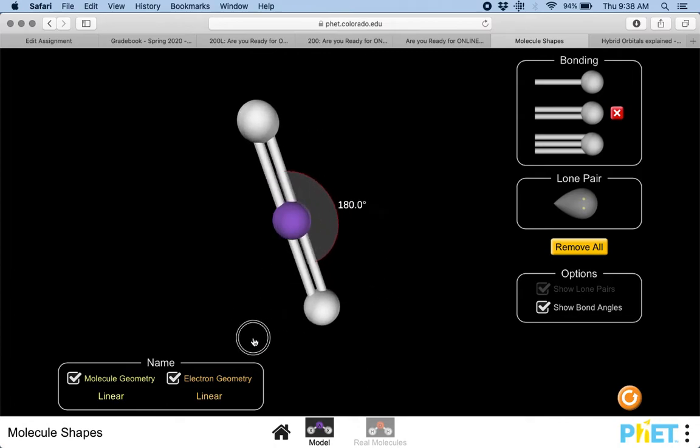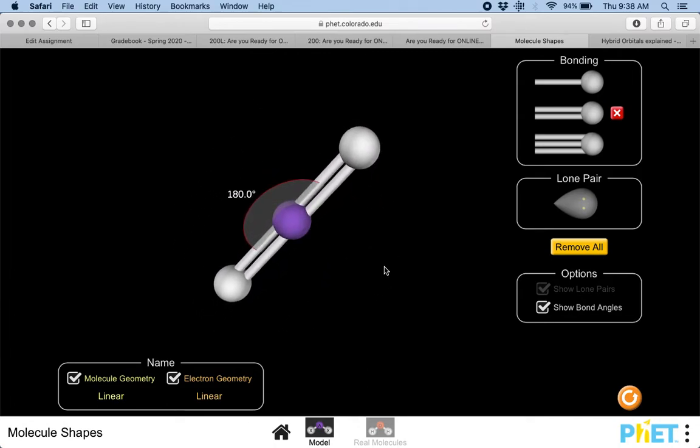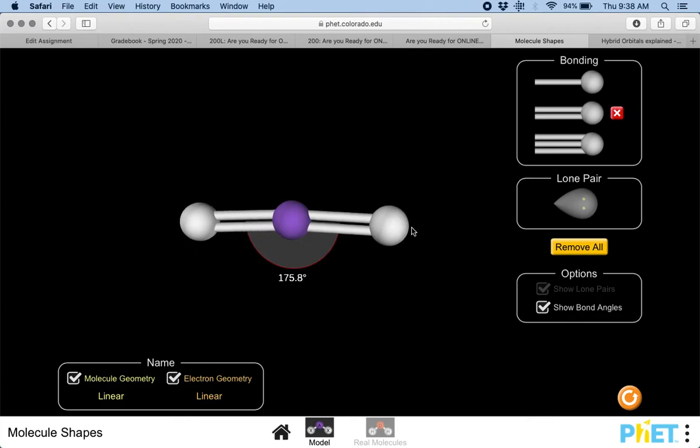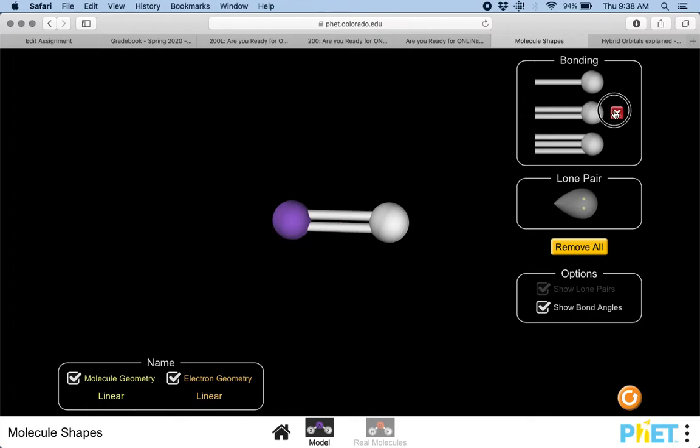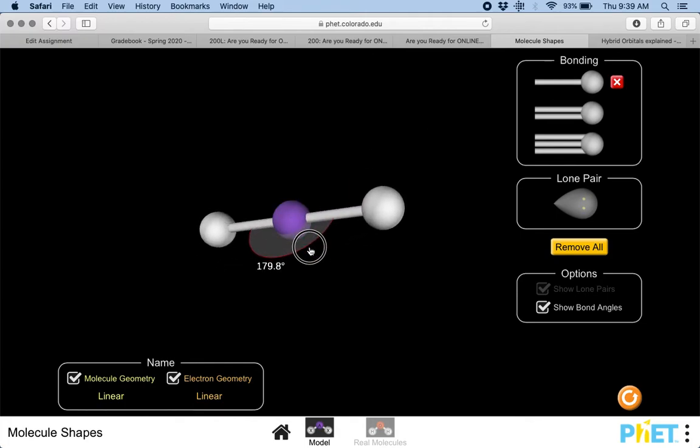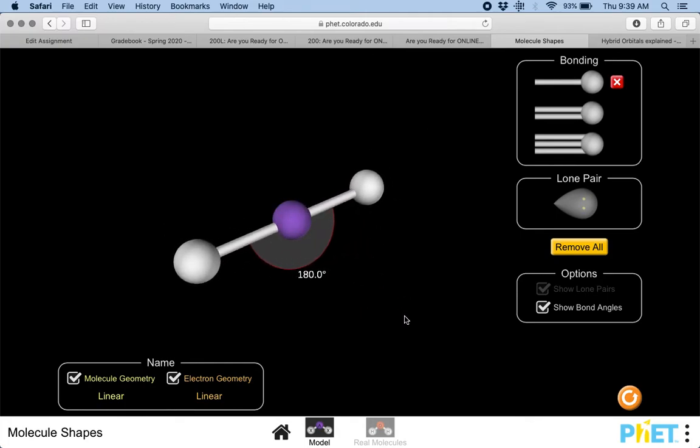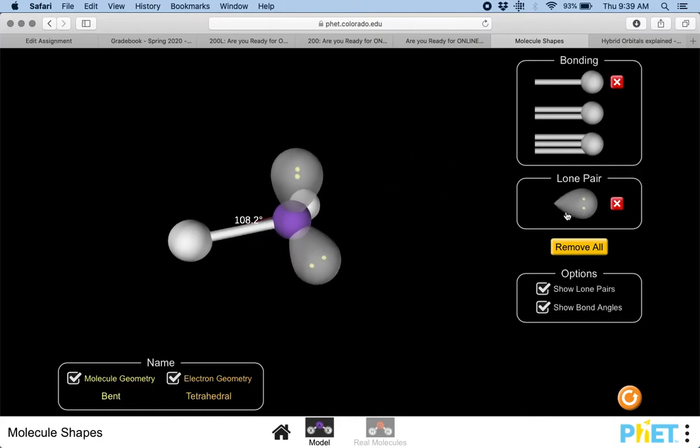We can see that CO2, even though there are double bonds present, is still a linear molecule in both the electronic and molecular shapes. We could do an example where we have water, for example. So I'm just going to X out all my bonds, and we'll pretend that this central atom here is our oxygen, and I'm going to add two bonds to it, which in this case would represent our hydrogens, but we know that oxygen has two bonds and two lone pairs, so I'm going to add two lone pairs as well.